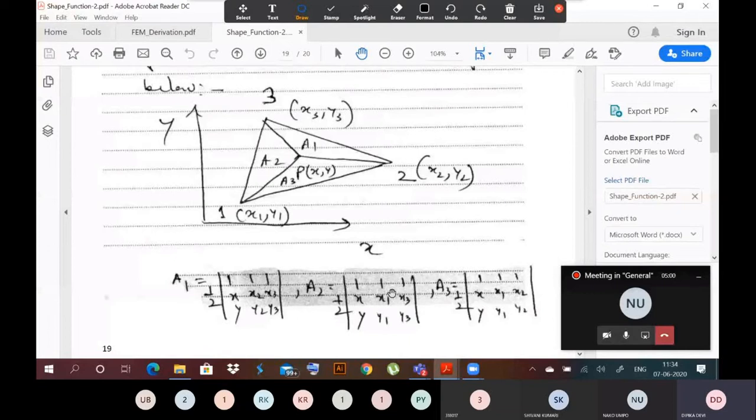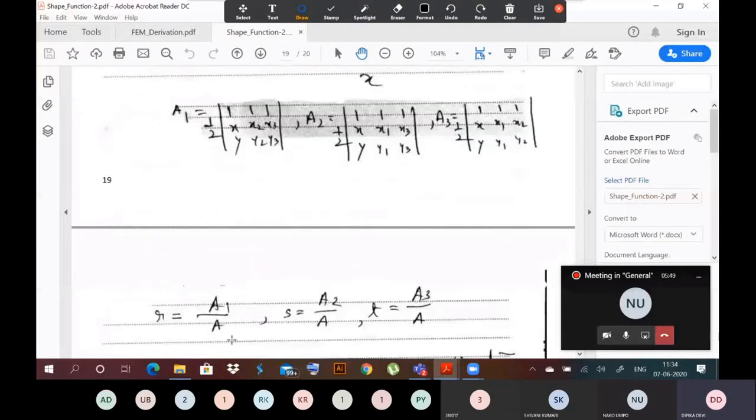If we define these areas, then we can define some parameters. Let's say R is equal to A1 by A, S is equal to A2 by A, T is equal to A3 by A, where A1, A2, A3 are defined as above, and A is the area of the whole triangle 1, 2, 3. Then we can see that the value of R will be 1 at node 1 and 0 at nodes 2 and 3.